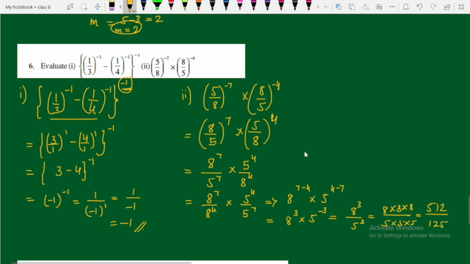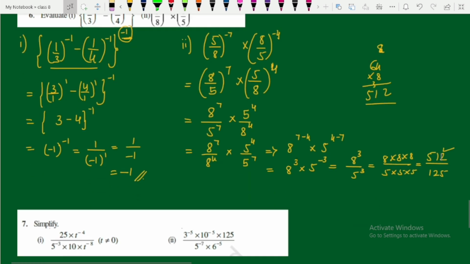Just to check, 8 eights are 64. 64 into 8: 48 plus 3, 512. Yes, correct, 8 cube is 512. So in this way, you can simplify the sums of question number 6.